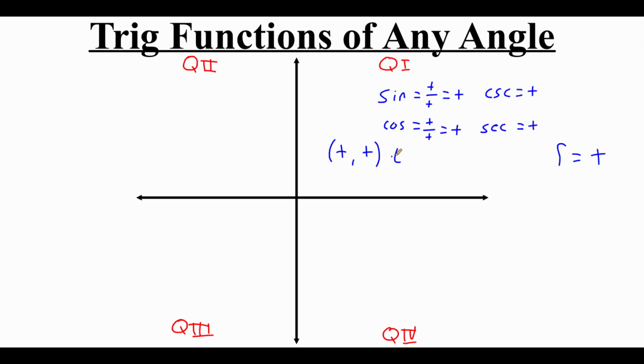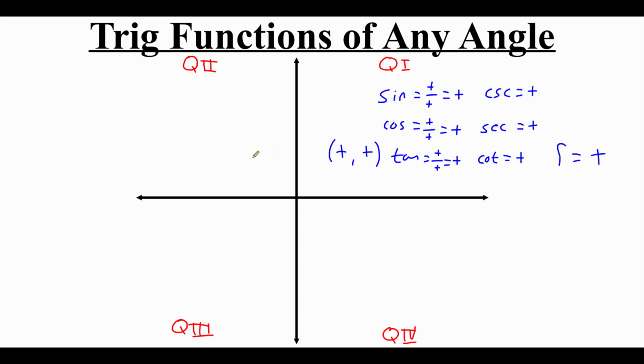And then for the tangent, we take our y value over the x value. So again, we're dividing two positive values in there. So we get a positive tangent value. The cotangent, the reciprocal of that tangent, will also be positive.